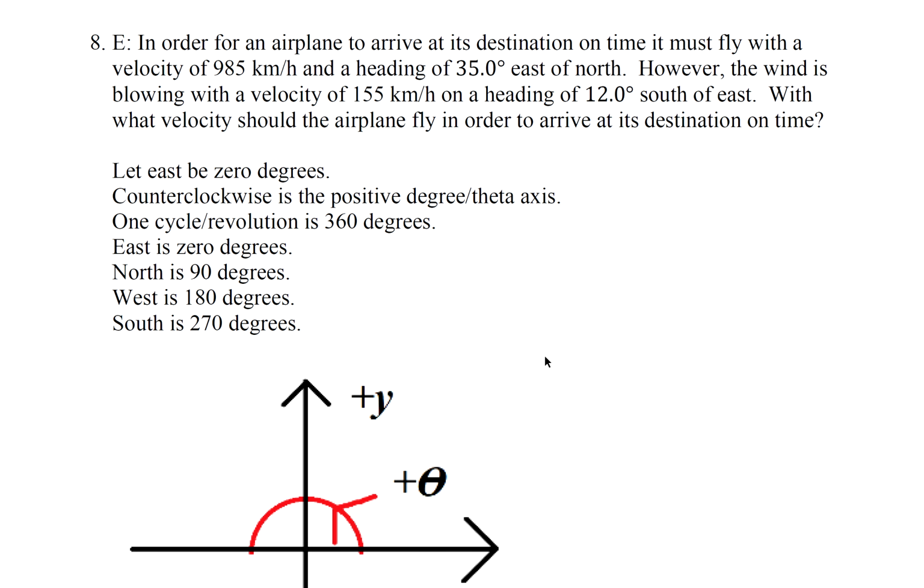However, the wind is blowing with a velocity of 155 on a heading of 12 degrees south of east. So that means you point eastwards and then you go south 12 degrees. So that's going to be minus 12 degrees, or 360 degrees minus 12, which is 348. With what velocity should the airplane fly in order to arrive at its destination on time?